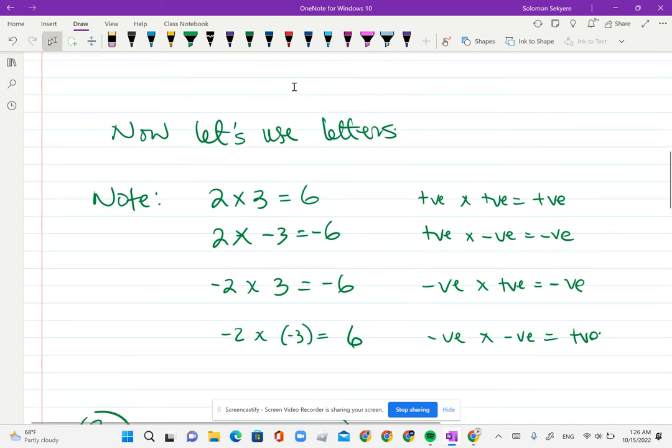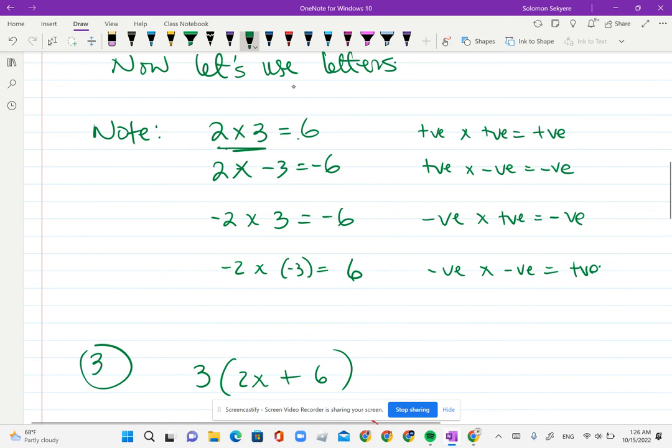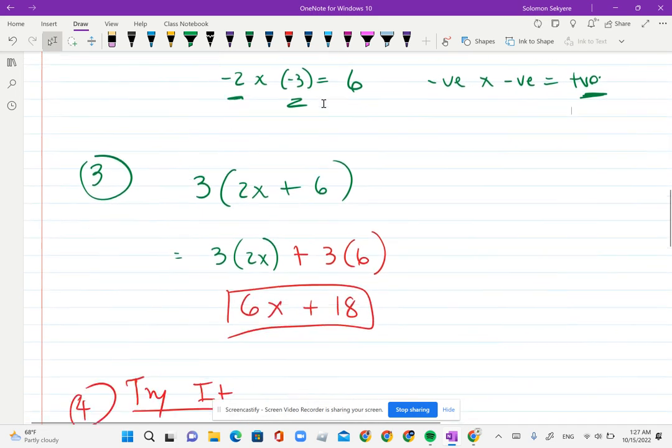Let's go over this real quick. These notes here are going to be very helpful. If you have a positive number times a positive number, like 2 times 3, the answer is positive. If I multiply a positive number times a negative number, I get a negative number. And if I multiply two negative numbers, I get positive. Okay? So let's practice it right here.